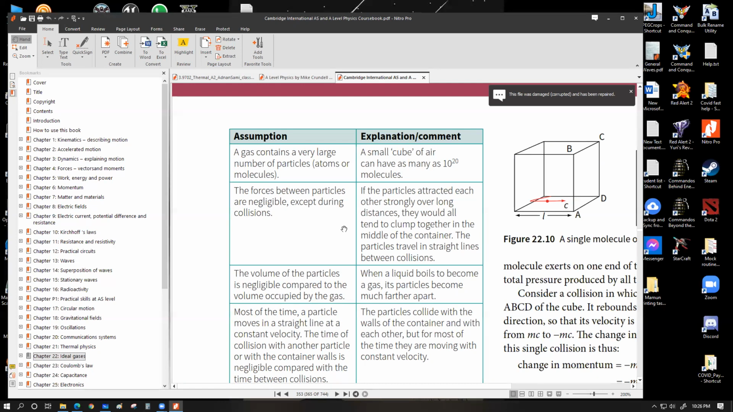That's the key idea for the second assumption. So this means the particles travel in straight lines between collisions. This is very important. In any case, if you are asked to draw a possible movement path of one gas particle within a container, you have to use a ruler.